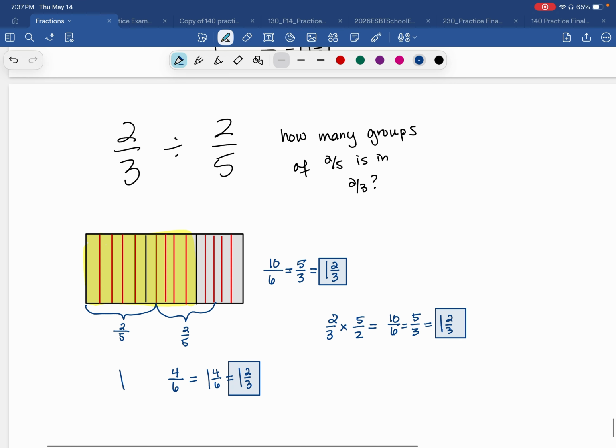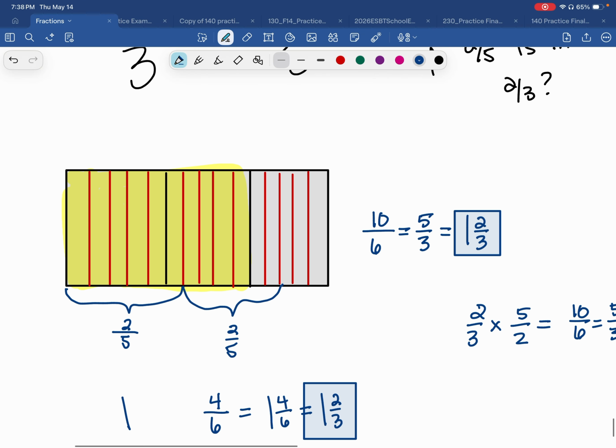Okay. It's always how many groups of the second number can you make from the first number? Okay. You're going to start by drawing and shading your first fraction. And then you're dividing each piece into multiple pieces. Okay. In this case, 5 of them, whatever the denominator of your second fraction is is what you're dividing each of the pieces in the first one into. Okay. Then you're saying, how many pieces did I shade? Okay. And how many pieces make up my second number? Okay. And that's what you're dividing out.